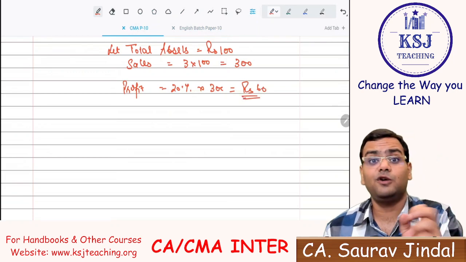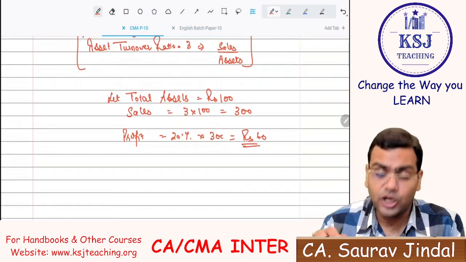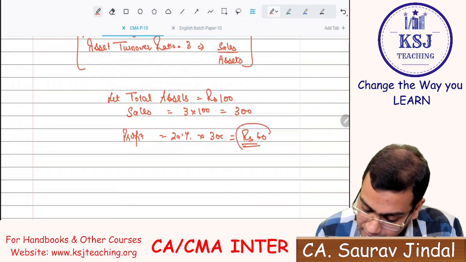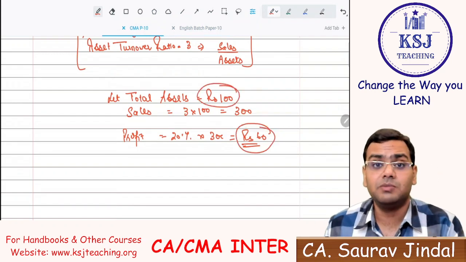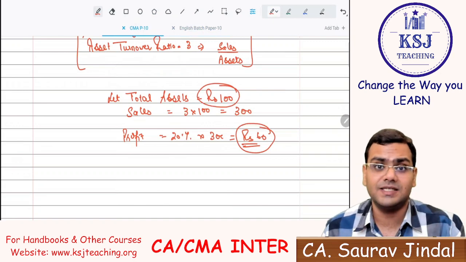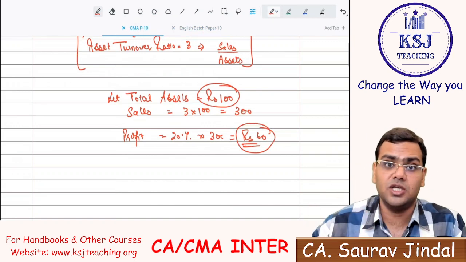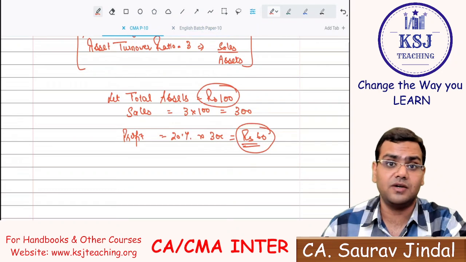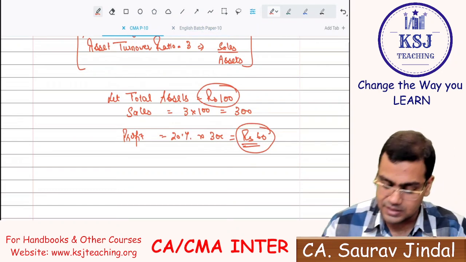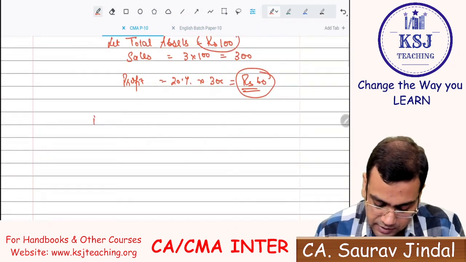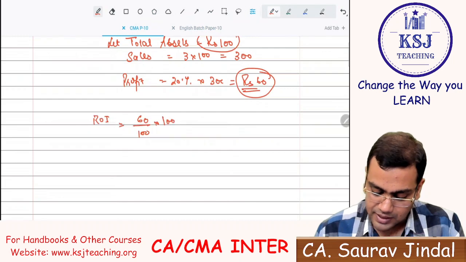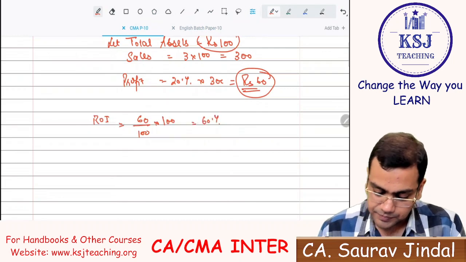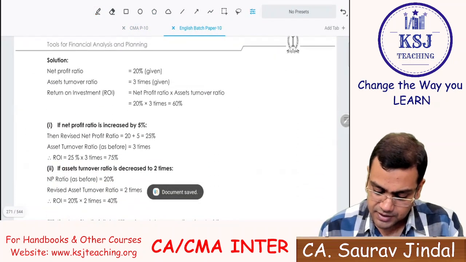Now, what do you need to find out? You need to find out the return on investment. What is the return? Return is 60. What is the investment? Investment is 100 rupees. Investment is how much of the money you have invested in the total assets, and return means the profit that you are generating by investing 100 rupees in the total assets, right? So the return on investment is your profit of 60 divided by 100 multiplied by 100, that is 60%. Right? Is it 60%, sir?